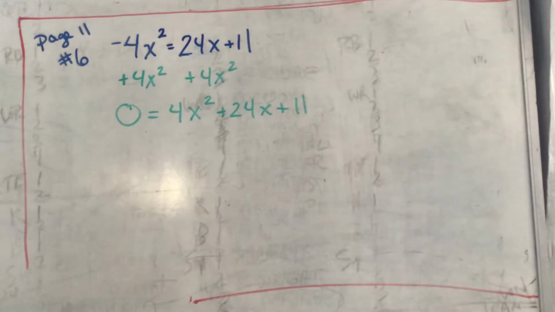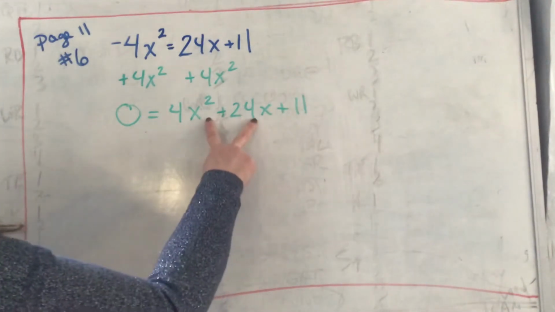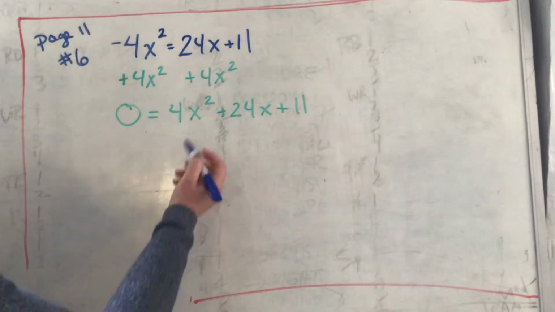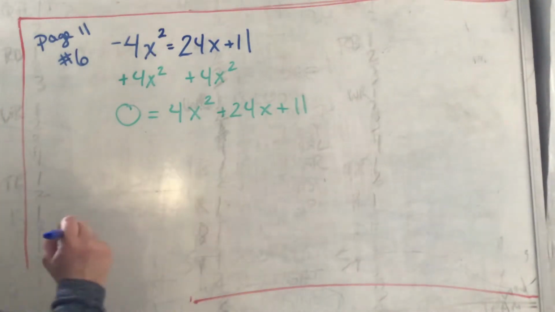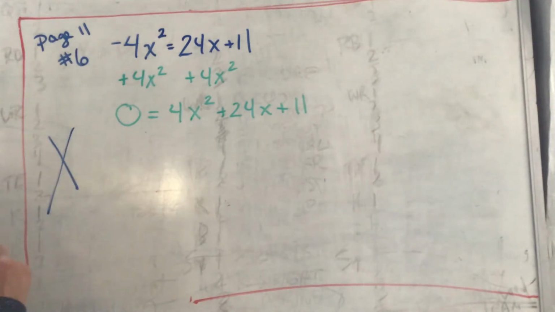Now, if I was doing completing the square, I would want that on the other side. I would want those two together and that on the other side. But I'm not, I'm doing factoring. There's no GCF. I don't have an x in all of them. I can't take a 4 out of 11 or anything like that. So I'm ready to start factoring.